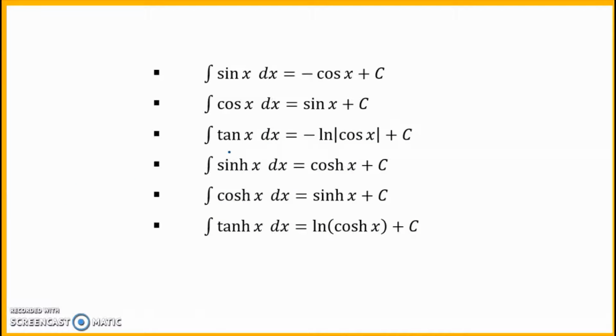Now the integrations for trigonometric and hyperbolic functions. To integrate sine x, we get negative cos x. Integrate cos x, we have sine x. Integrate tangent x, we have negative ln cos x. Integrate sinh x, we have cosh x. Integrate cosh x, we have sinh x. And integrate tanh x, we have ln cosh x. Since integration is the reverse operation of differentiation, you may refer to the sections on differentiation to get the basic integrals for more mathematical functions.